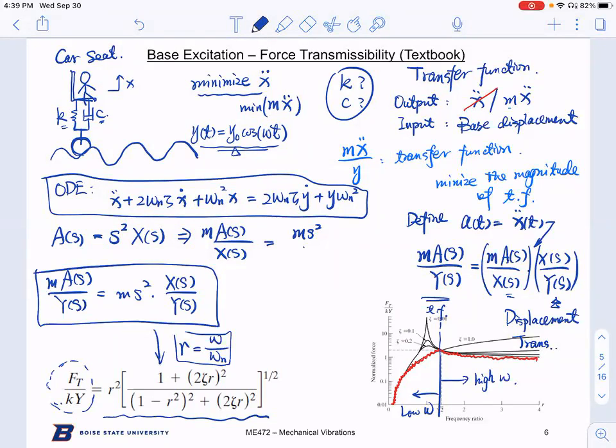So that means to minimize the vibration on a car seat, sometimes you need high damping, sometimes you need low damping. So that's why in section number 5, we're going to learn active vibration control.